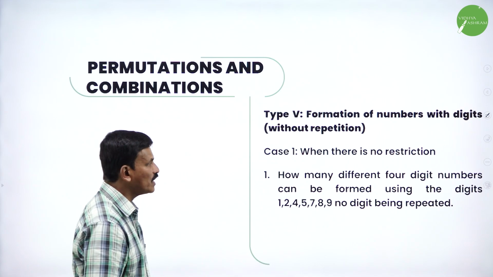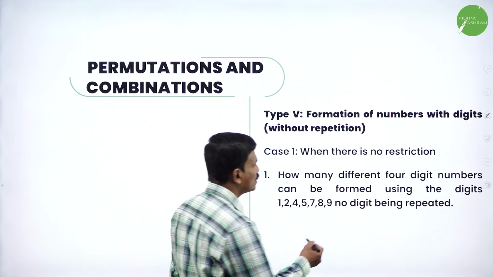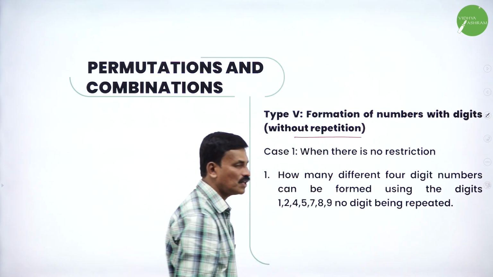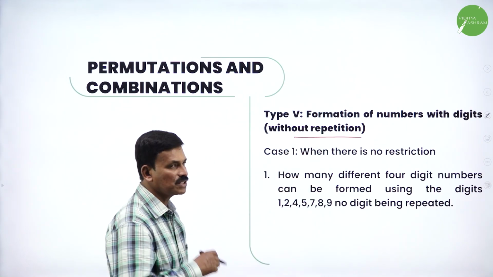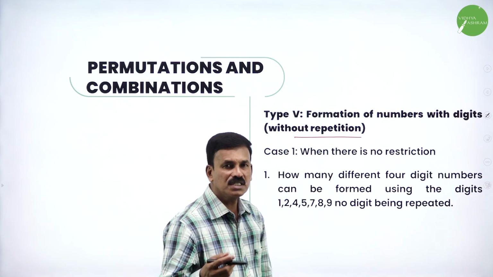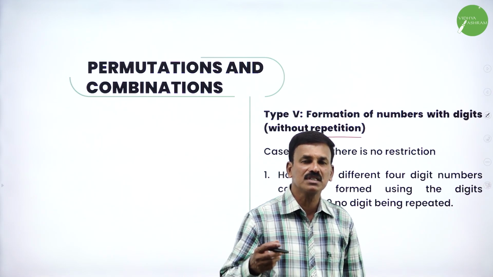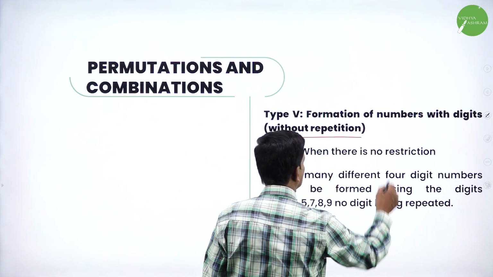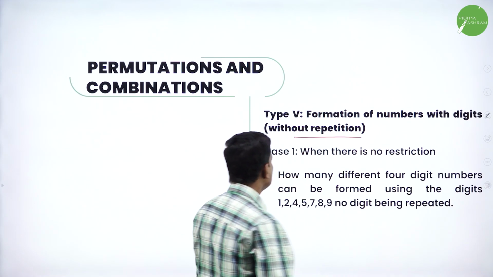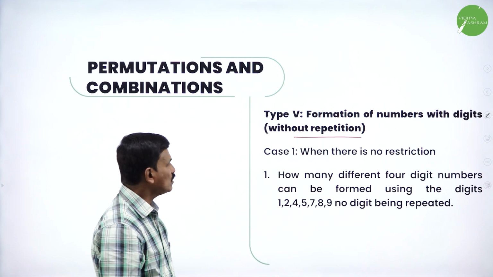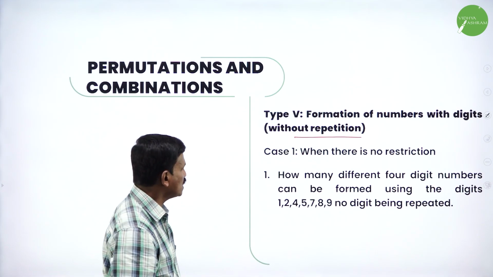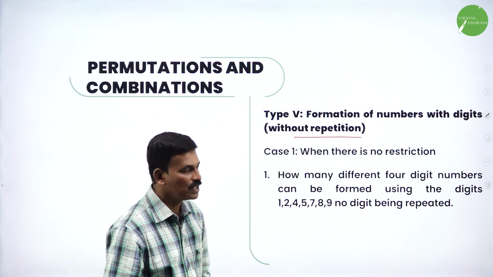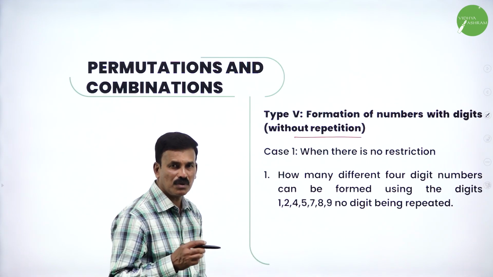Now first, type 5, formation of numbers with digits. The formation of 4-digit numbers, 5-digit numbers, 3-digit numbers with certain given conditions. So, formation of numbers with digits without repetition. Now let us take the first one. In this one, case 1, when there are no restrictions. So if restrictions are not given, let us move on to a problem based on this.